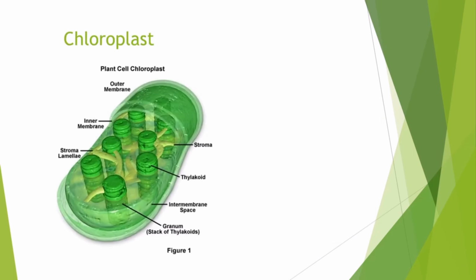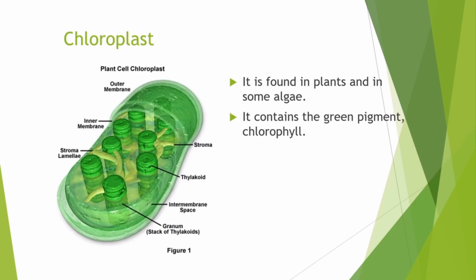Do you know what a chloroplast is? Yes, it is found in plants and some algae. It contains the green pigment chlorophyll, and they absorb light energy from the sun. And it also helps in producing food for the cell.